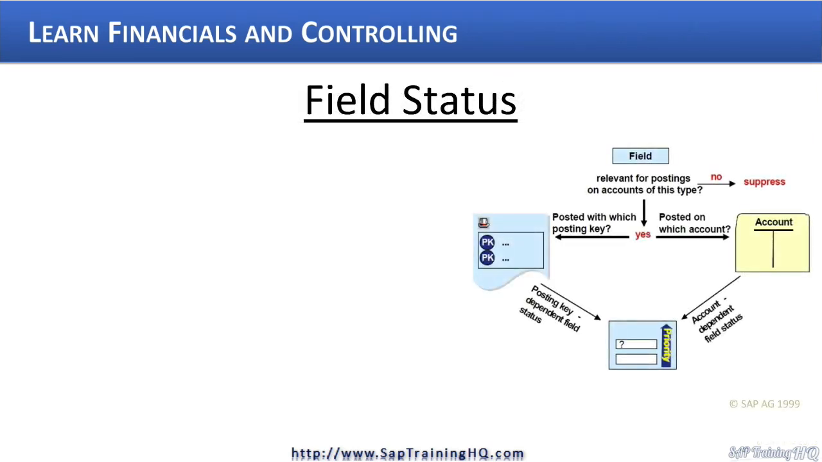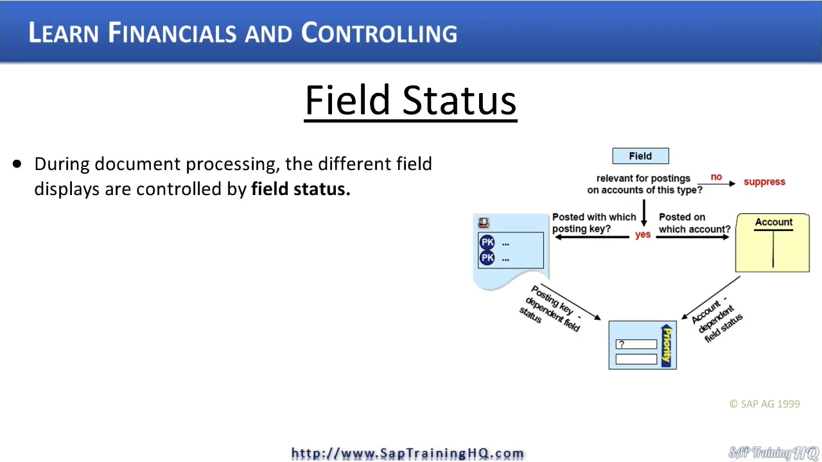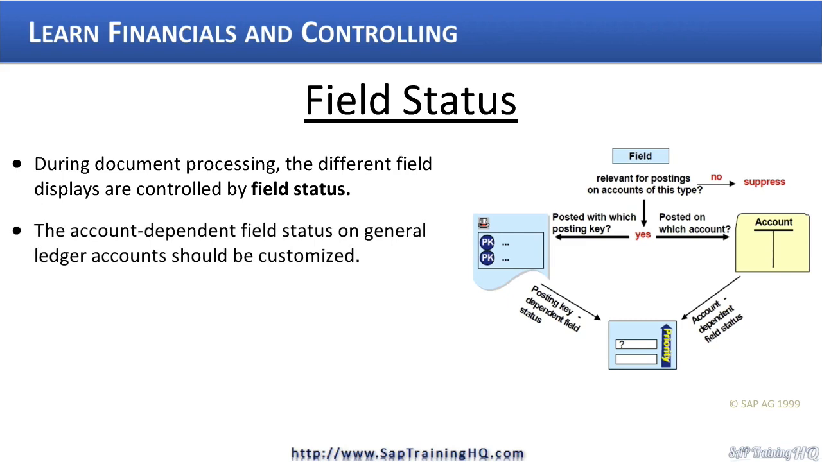Different fields are displayed when making a document entry. This depends on the transaction and the accounts used. These different fields display during document processing and are controlled by the field status. For example, when posting expenses, cost center and tax information is usually required. However, when posting cash, this information is not needed. It's not necessary. As a general rule, one needs to customize the account-dependent field status on general ledger accounts.